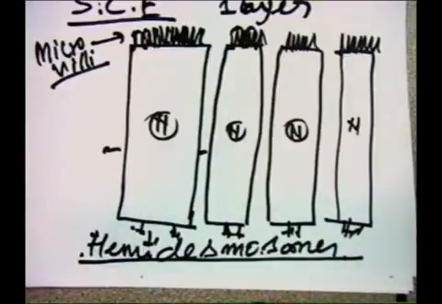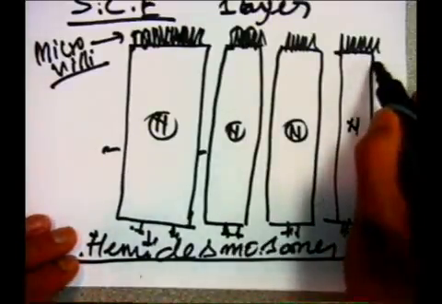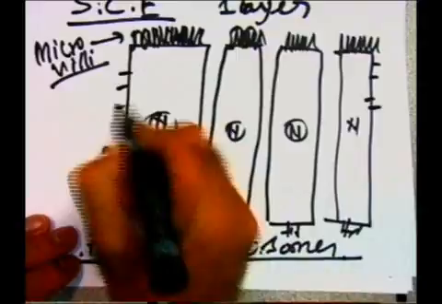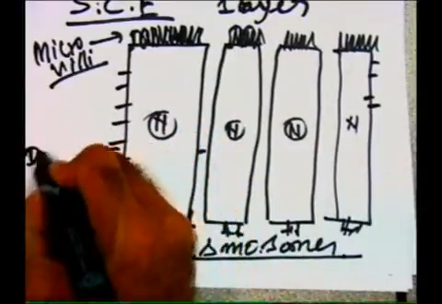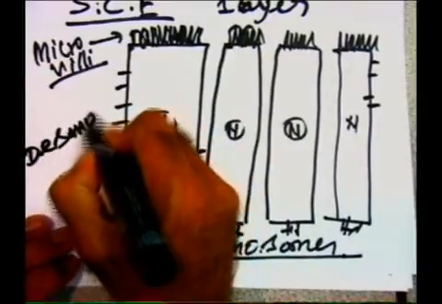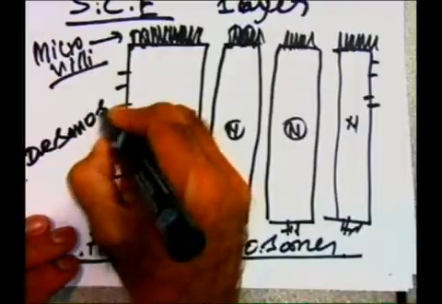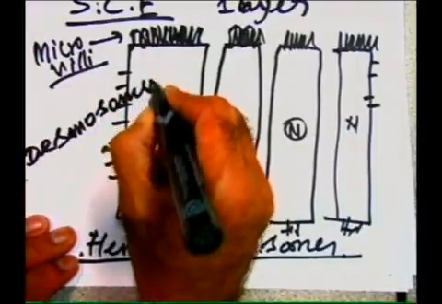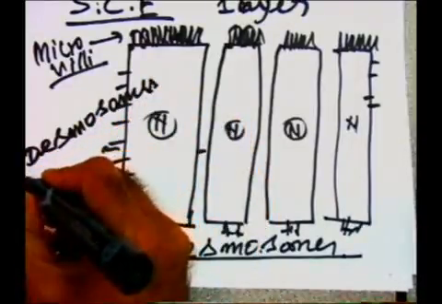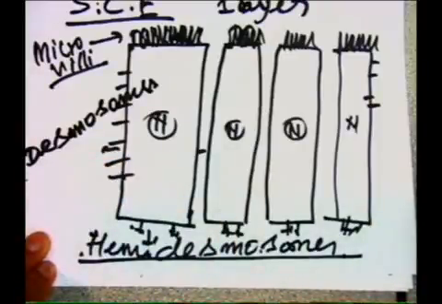And the next one, if it is present in the lateral surface, is the desmosomes. Here, in the lateral surface, is desmosomes. And they also call it zonula occludens. I'll write it on a separate paper.